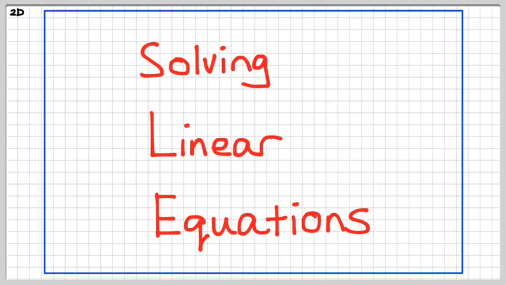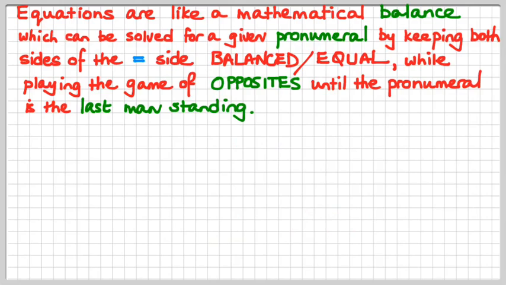Well, let's solve some linear equations today. These are very interesting little beasties, and I've got some rules to show you how to do it, and we will absolutely clean up. So, equations are like a mathematical balance, like scales they are.